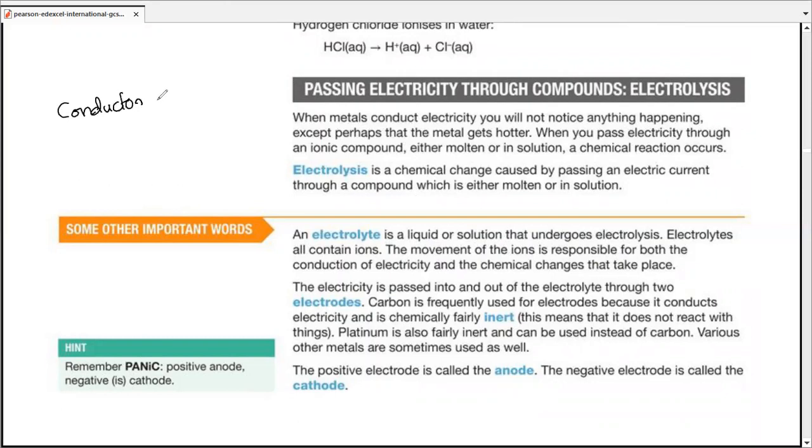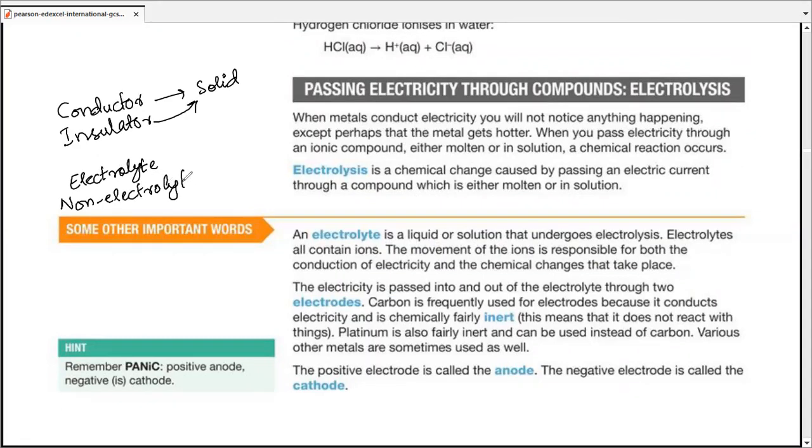conductor, that's used for a solid, which can conduct electricity. Insulator is also a word that we use, again, that is also for solids. But if we're talking about liquids, we're going to use the words electrolyte or non-electrolyte. And these words are specific for liquids. Electrolytes can conduct electricity and non-electrolytes cannot conduct electricity. All right. So for this state, we use the words conductor and insulator. For this state, we're going to use the words electrolyte and non-electrolyte.